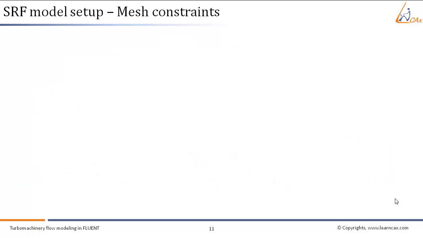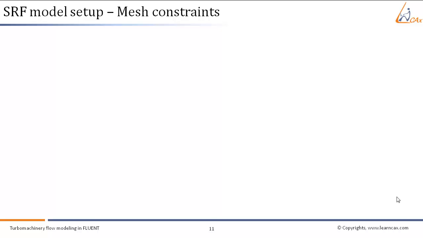Till now we have studied a lot of concepts related to fundamentally what is the moving reference frame approach, what is the single moving reference frame approach, what are the equations behind it, how they are written, how the inertial reference frame equations are transformed to the moving reference frame equations. Now we are going to focus on how the single reference frame model is applied, or what are the different setup steps in Fluent in order to model the single reference frame approach.